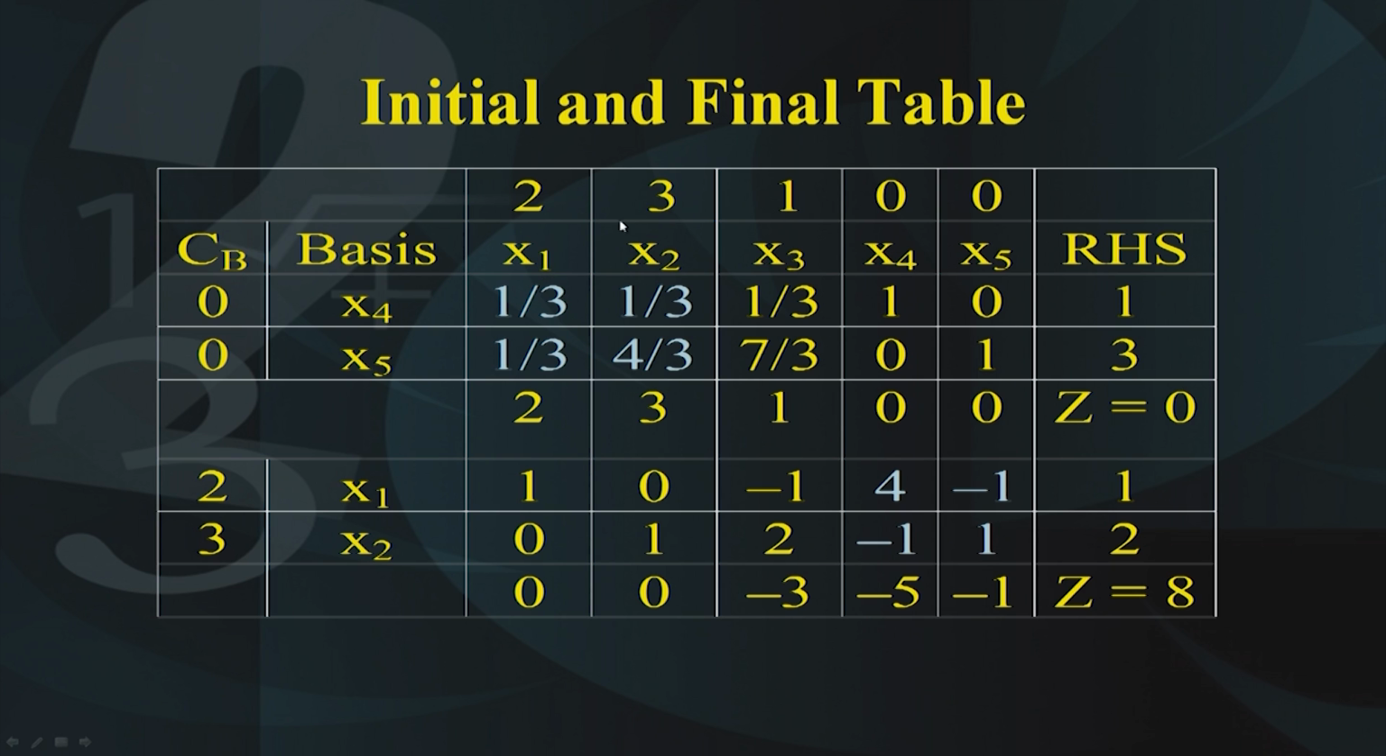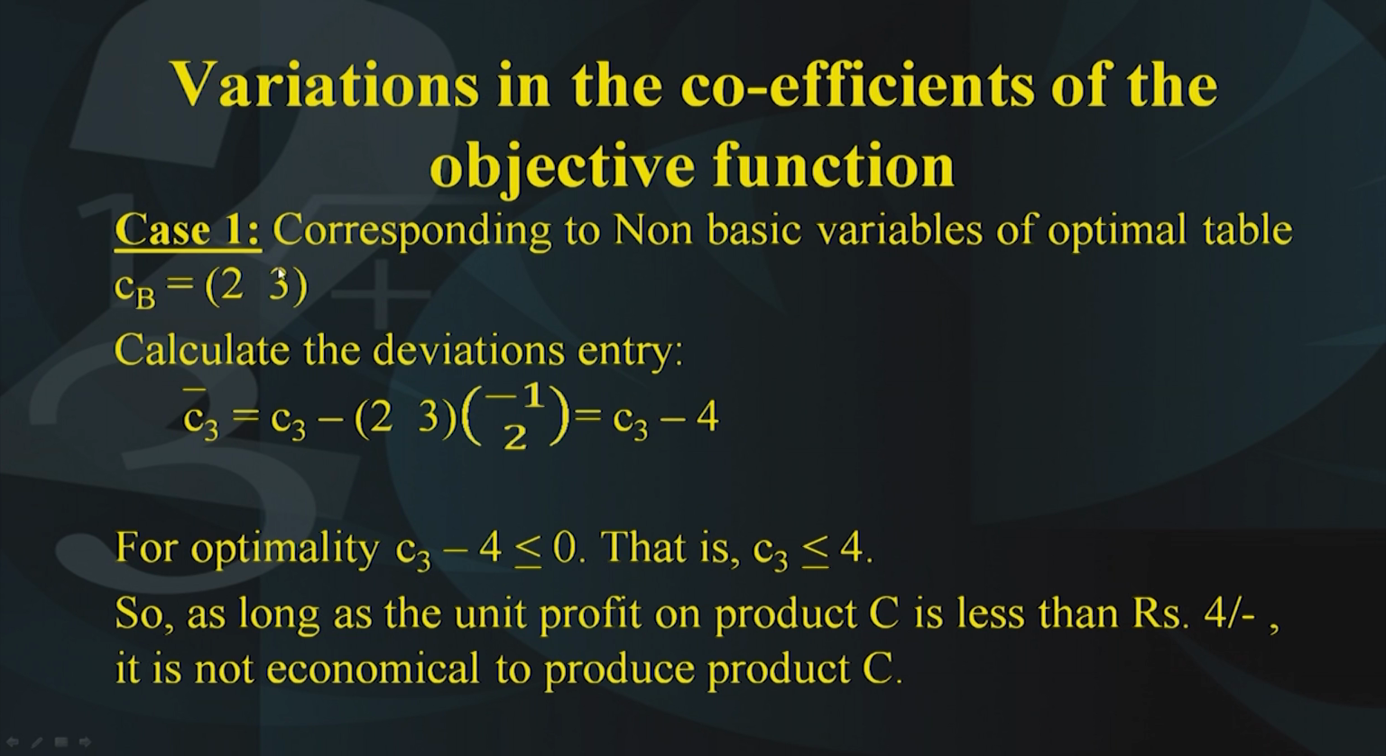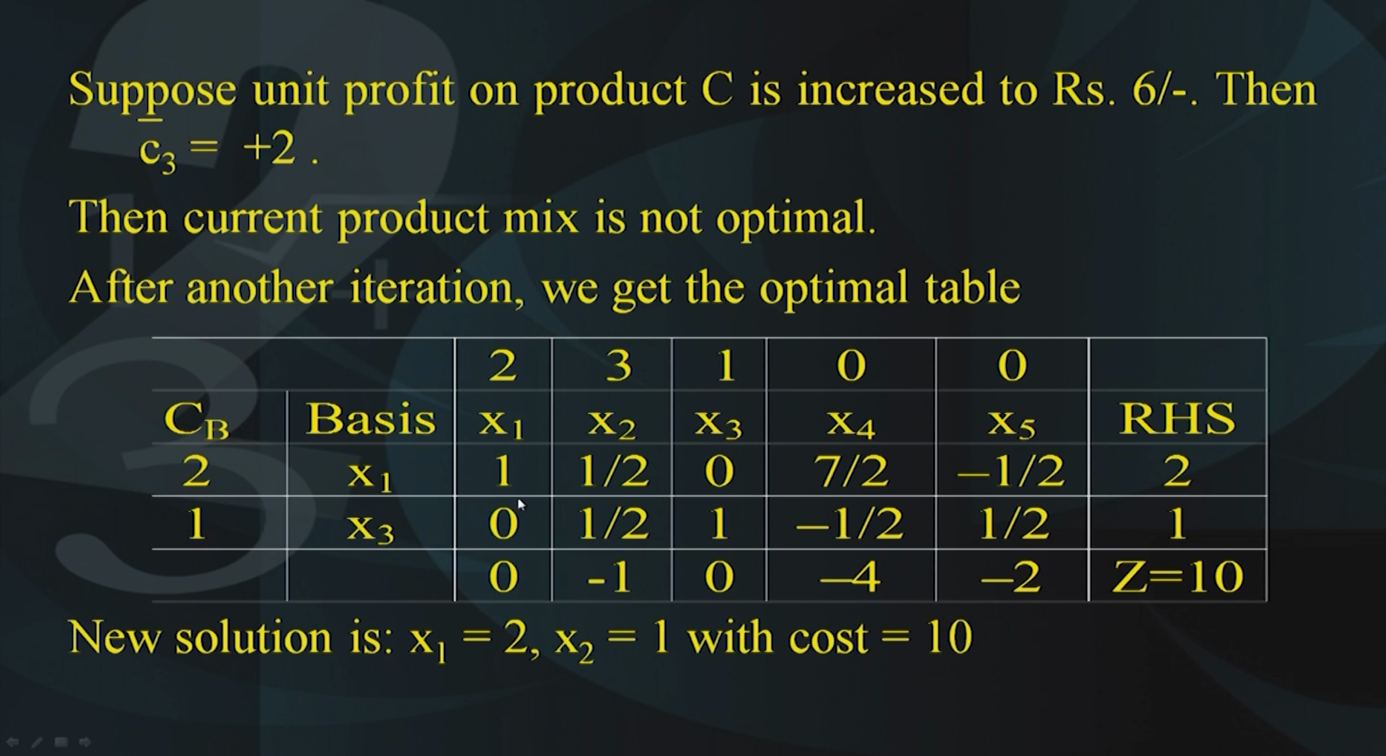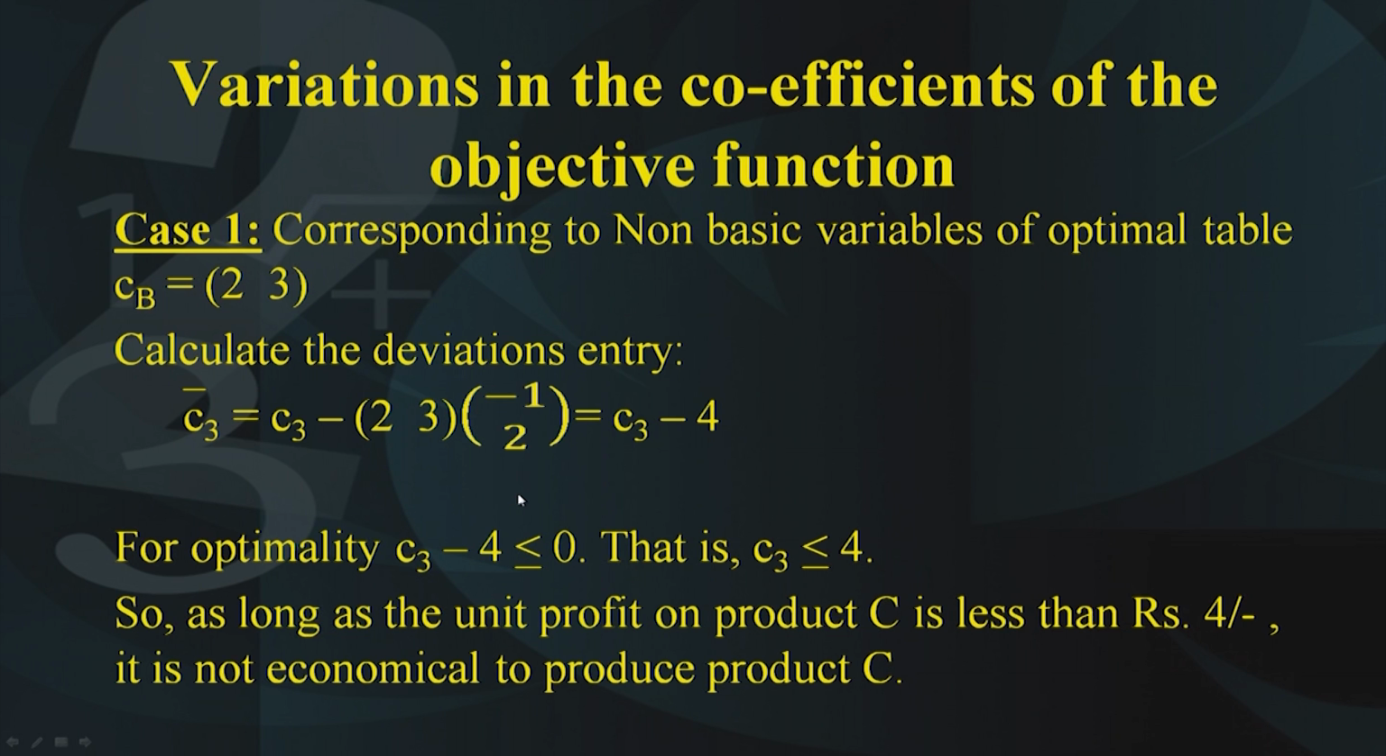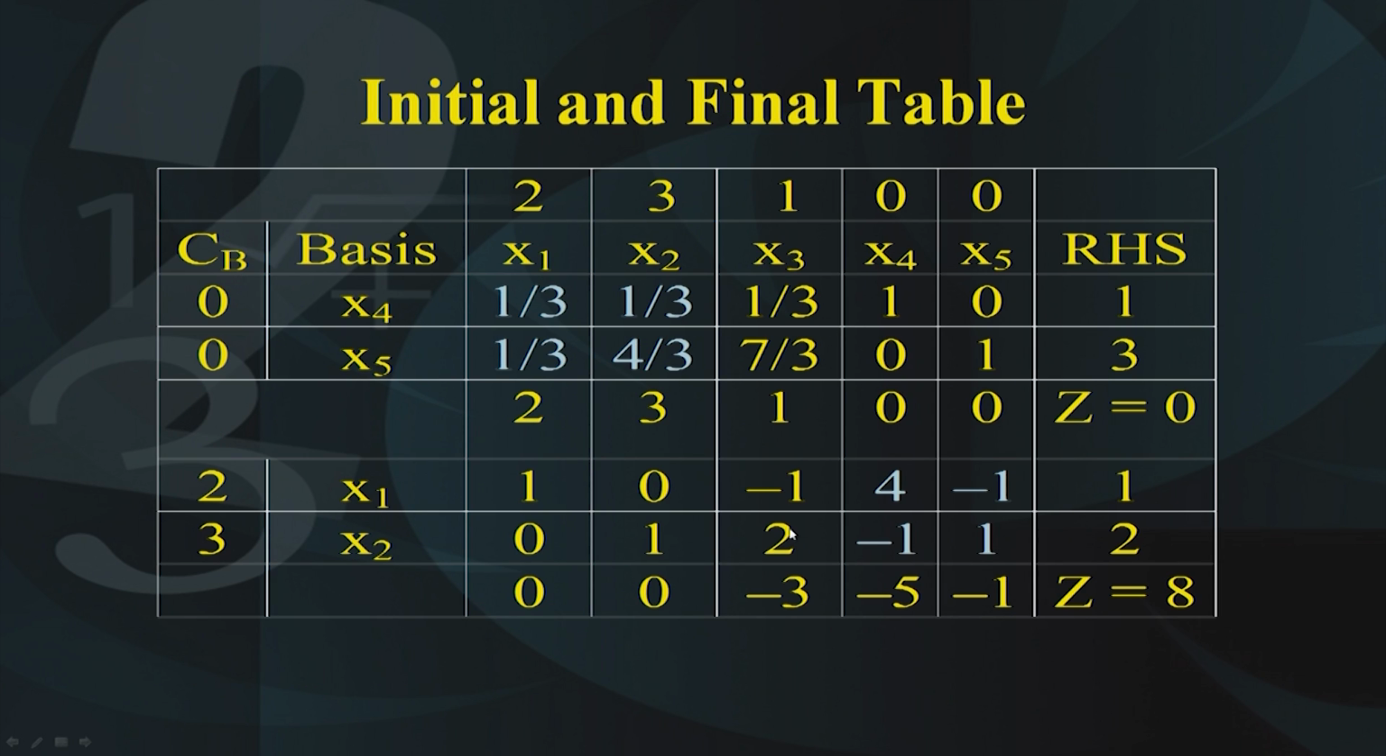Now, we will look at the first case. Case 1 corresponds to the non-basic variable of the optimum table. So, we will look at the optimum table. Here is the optimum table. What is the non-basic variable in the optimum table? This one, x3, is the non-basic variable in the optimum table.